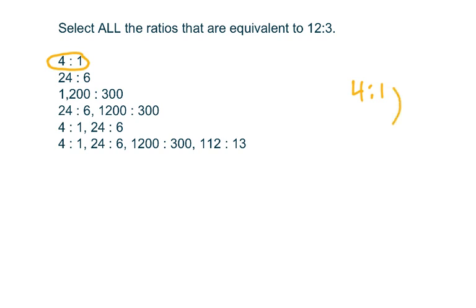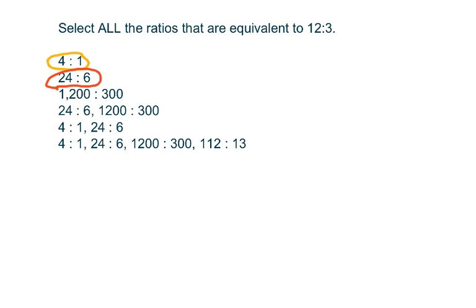4:1, and I might think about multiplying to see if I can get the same equivalent ratio. In this case, I could. I'm noticing that I could multiply by 6 and multiply by 6. 6 times 4 is 24, and 1 times 6 is 6. So I just found another equivalent ratio.